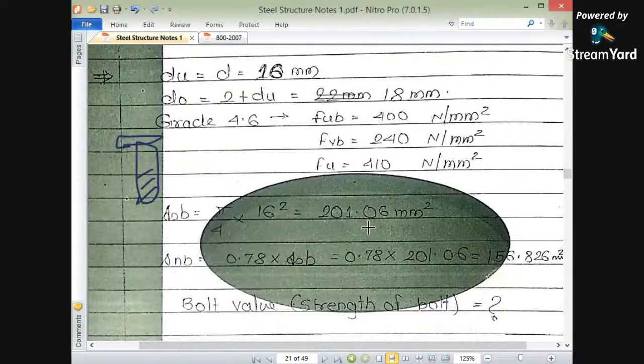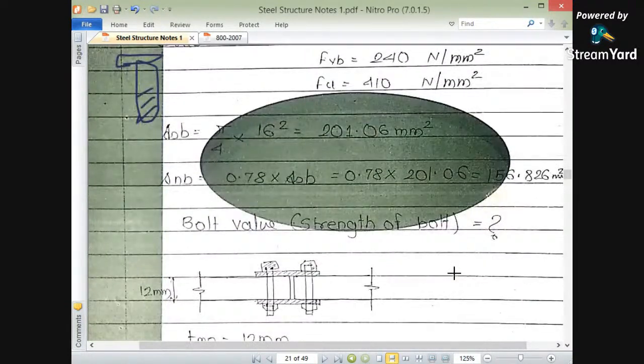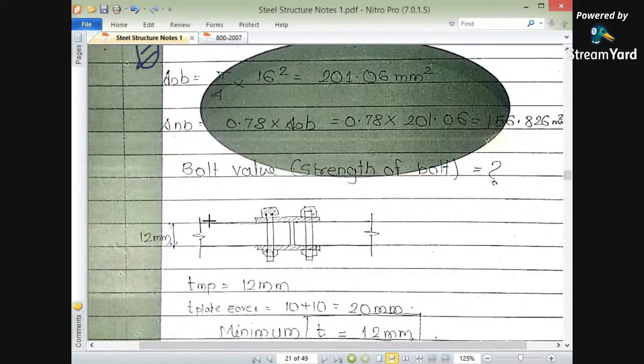While finding out the strength of the bolt, we first have to find out the bolt value, and the bolt value is the least of the two values. Here there is a small figure. These are the two plates: the first plate is this plate, the second plate is this plate. These two plates are joined in a butt joint, covered with two cover plates, a top cover plate and a bottom cover plate, and joined with two bolts. These two 12 mm plates are joined with the two cover plates.